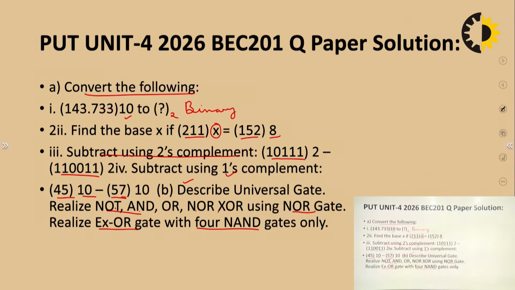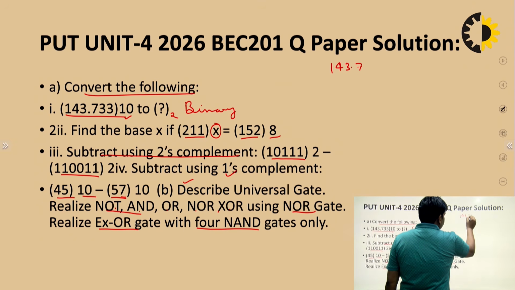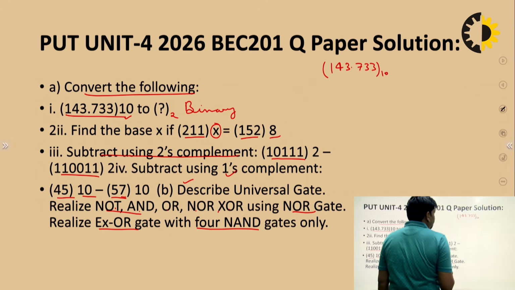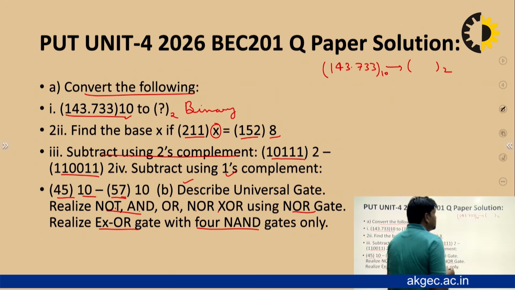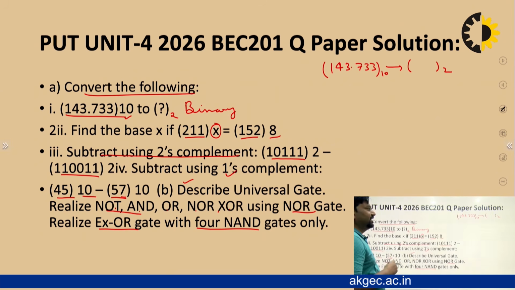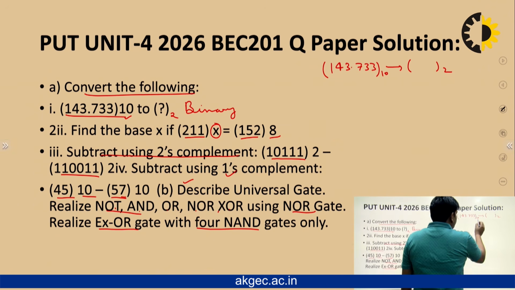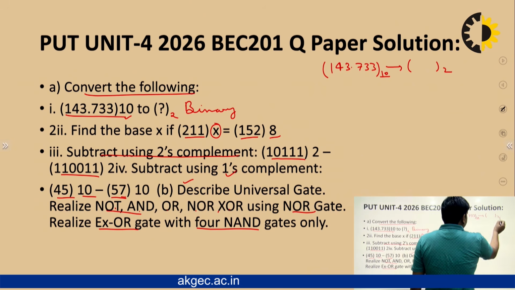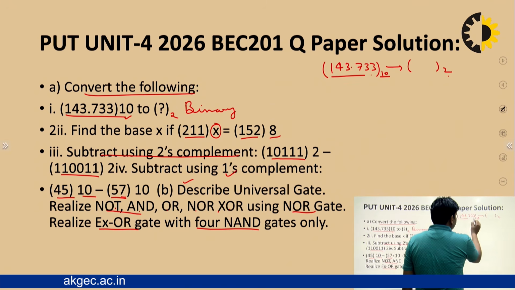So what is the first question? The first question is this: 143.733. This is a number represented in decimal form, so we convert it into binary form. That means this is a radix-based question. We have to change radix 10 to radix 2, so we just convert this decimal number into a binary number.